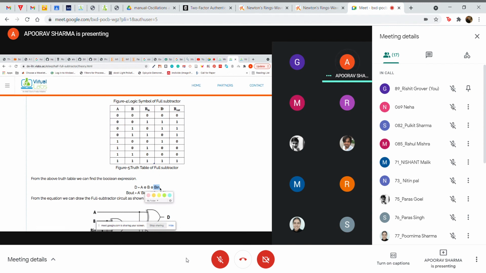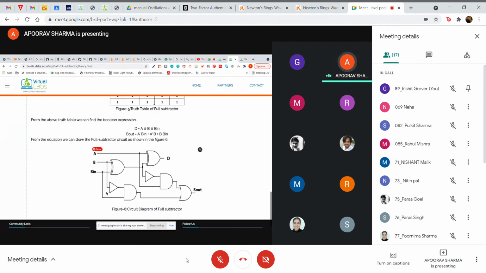And your borrow output will become, this is its Boolean expression: A bar B, sorry, A bar borrow in plus A bar B input plus B into borrow in. These are the two expressions for your difference and your borrow output. Okay, and this is your circuit.